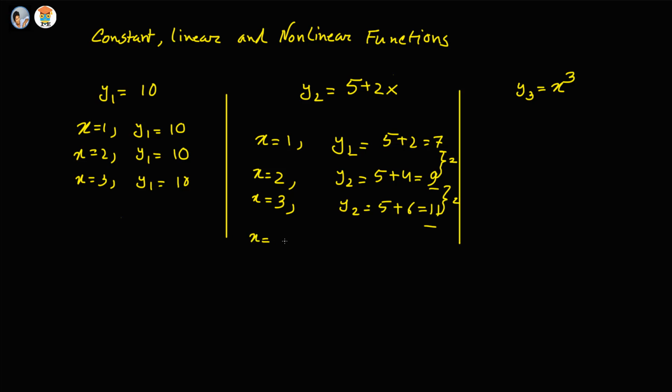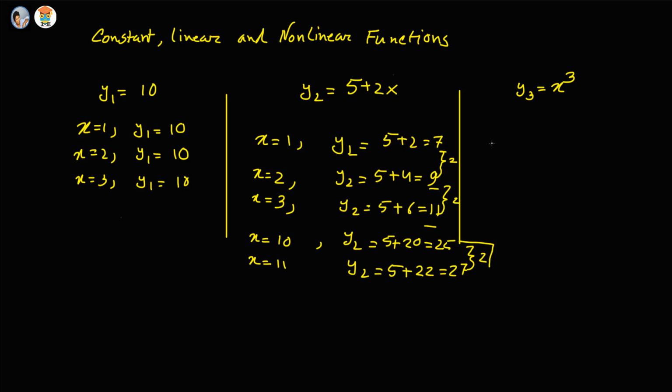Say if x is equal to 10, y2 equal to 5 plus 20, 25, x is equal to 11, y2 equal to 5 plus 22 is equal to 27. See here, the value of x increases from 10 to 11, the value of y2 increases by 2. So we can say that here, as the value of x increases by 1 unit, the value of y2 increases by 2 units, whatever the value of x is. That is why this function is known as a linear function.